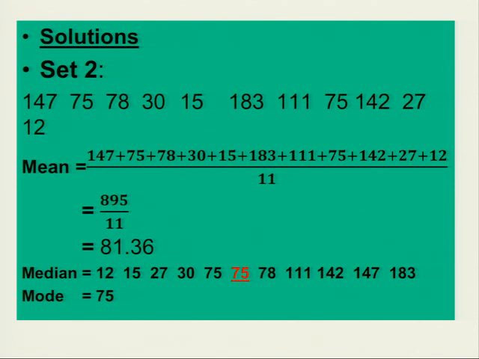And if I look at this set of data that I'm provided, 75 is the only number that appears more than any other number in the data set that I'm provided with. So 75 will be my mode. So for set 2, the mean is 81.36, the median is 75, and the mode is also 75.